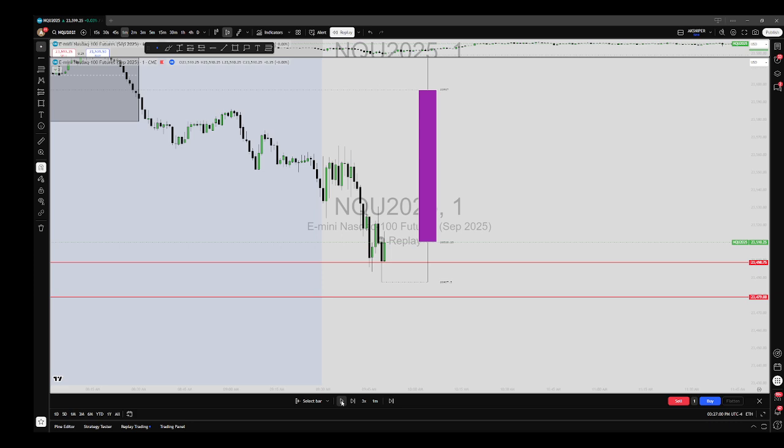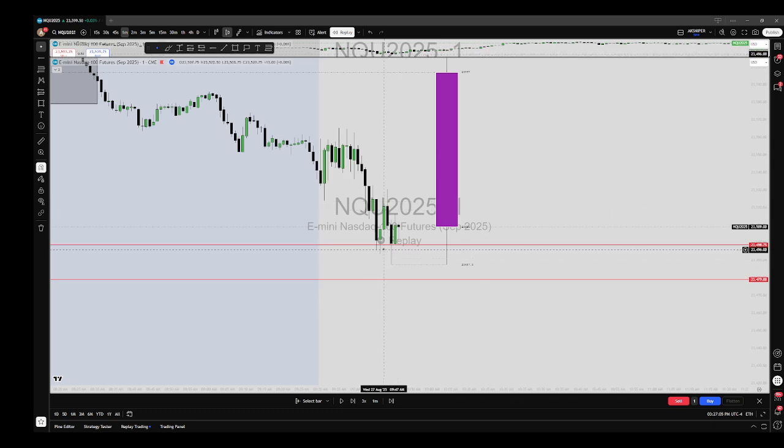Slowly, slowly, steadily. So you see how we're getting very close, right? So this is the model. I'm gonna come up with a name for this model, but it's where internal liquidity first gets swept, and then the real move happens. So for example, like this internal liquidity got swept, so people would play shorts.